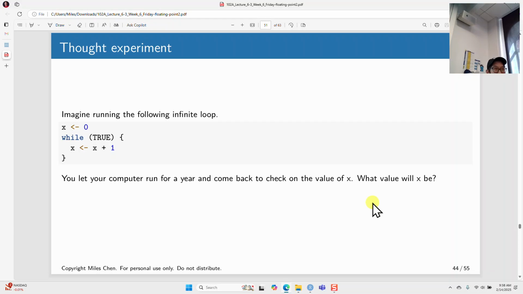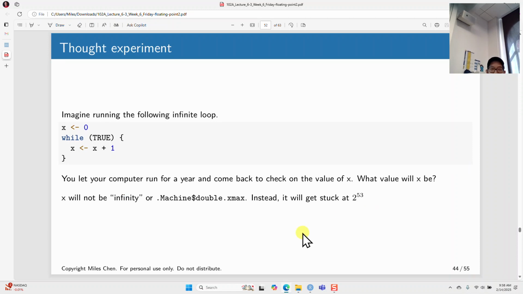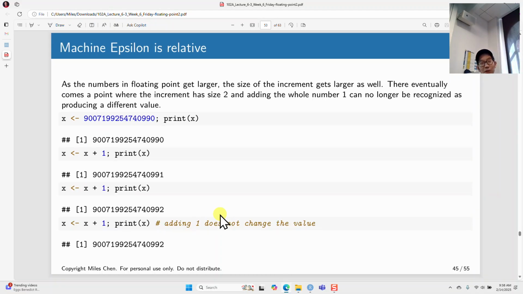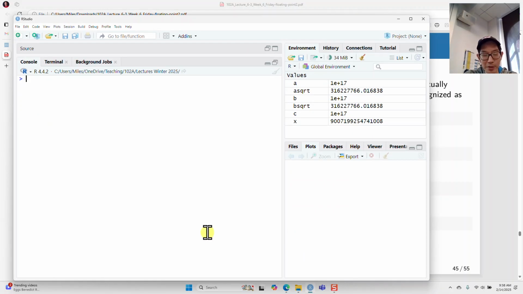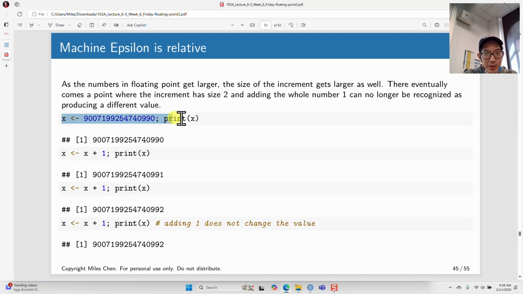It turns out it gets stuck at a very specific number, 2 to the 53. It doesn't go to infinity. It doesn't go to double max, which is the biggest finite number I can represent. It gets stuck at 2 to the 53, and I want to demonstrate this.